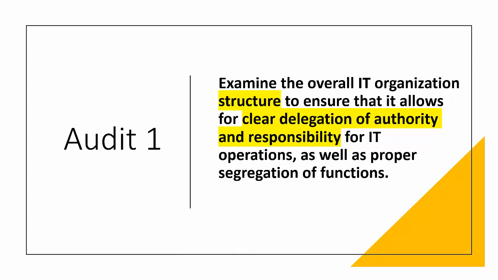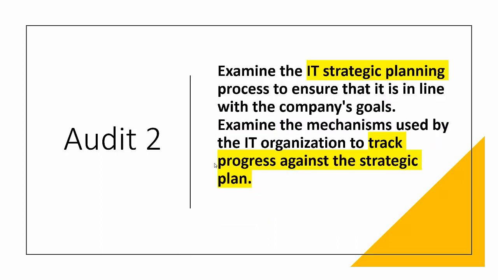The next audit step that we take is to examine the IT strategic planning process to ensure it is aligned with the company goals, and to examine the mechanism used by the IT organization to track progress against the strategic plan. So in this step, they're talking about how you examine. Before discussing this part, let me explain something.